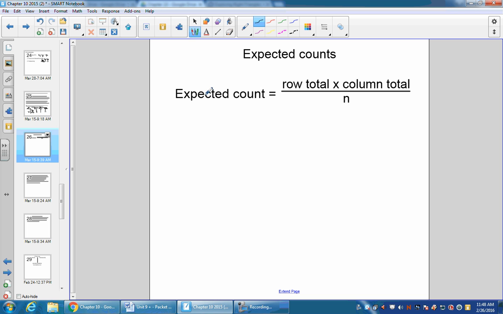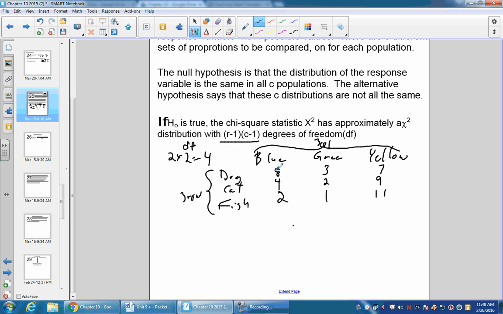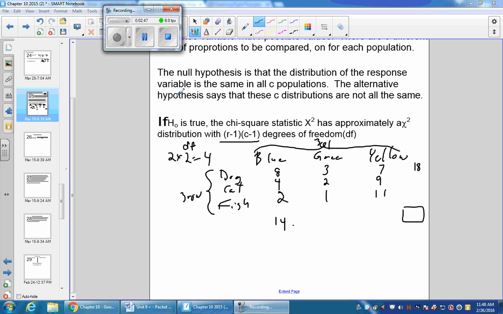Now our expected count is different here as well. We take the row total times the column total all over what I like to call our total, n. So if I go back to this previous slide, if I want to find my expected count for this first spot, what I do is I take my row total, which is 14, and my column total, which is 18, and I divide it by our total, which is the number down here, a total of 47.